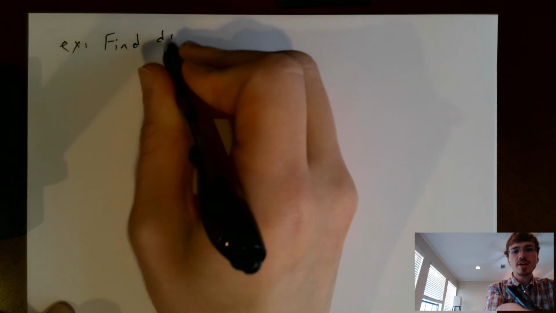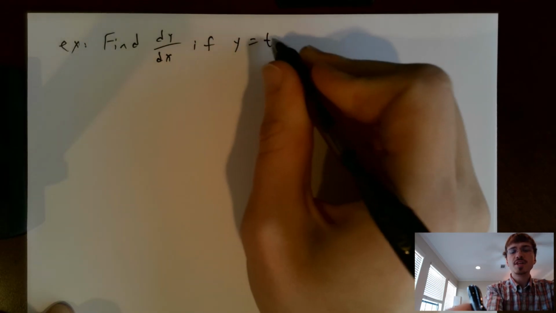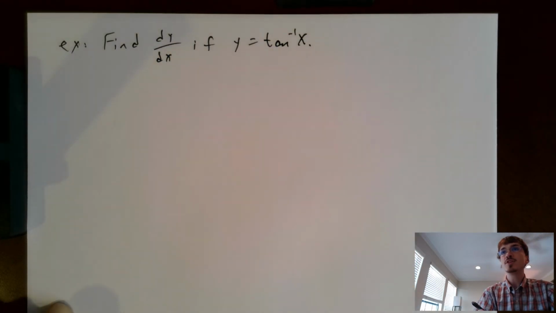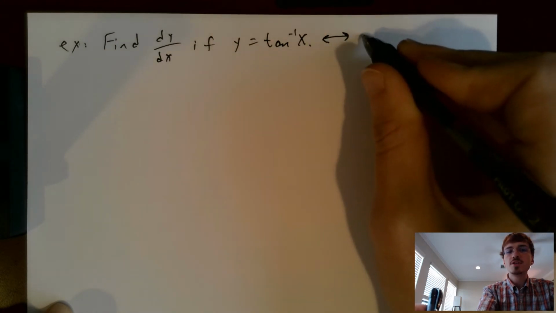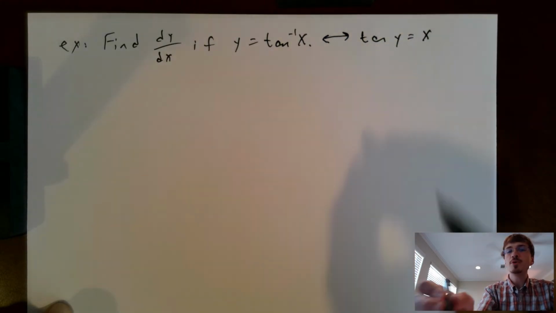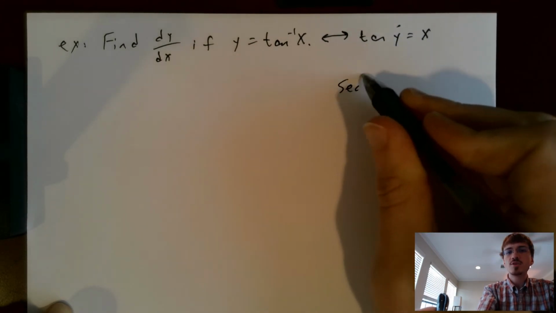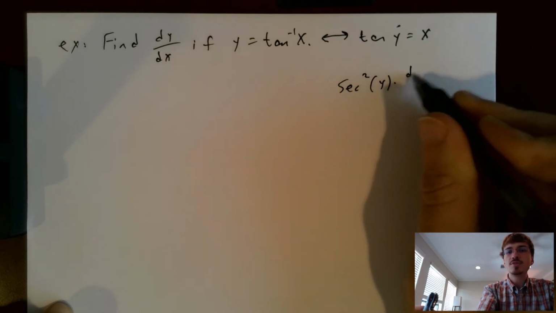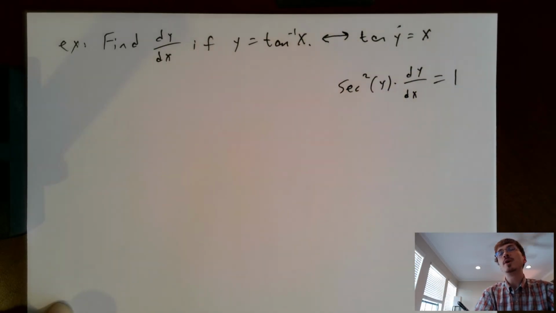Try to find dy dx if y is equal to the inverse tangent of x. Okay? Pause the video, try this yourself. Alright, so we'll play the same game. We'll unpack it using inverse function properties. So we have that the tangent of y has to be equal to x. We differentiate both sides. The derivative of tangent of stuff is secant squared of stuff times the derivative of what's inside, which is dy dx. And the derivative of x with respect to x is 1.